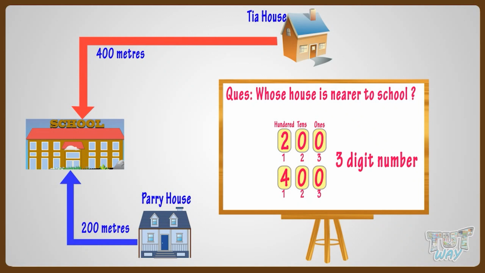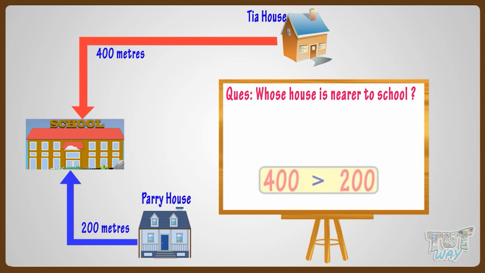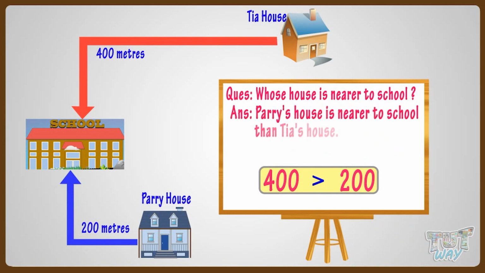So, first compare the numerals at biggest place in the numbers. That is 2 and 4. Here, 4 is greater than 2. Hence, 400 is bigger than 200. We represent it like this. So, Perry's house is nearer to school than Tia's house. Good! Let's take another example.